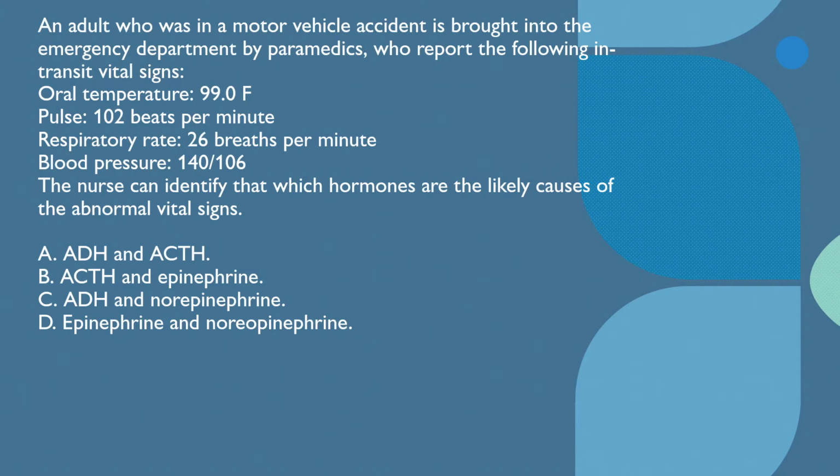An adult who was in a motor vehicle accident is brought into the emergency department by paramedics who report the following in-transit vital signs: oral temperature, 99.0 F; pulse, 102 beats per minute; respiratory rate, 26 breaths per minute; blood pressure, 140/106. The nurse can identify that which hormones are the likely causes of the abnormal vital signs? A. ADH and ACTH. B. ACTH and epinephrine. C. ADH and norepinephrine. D. Epinephrine and norepinephrine.